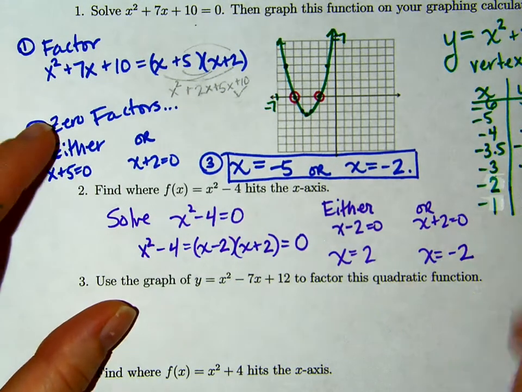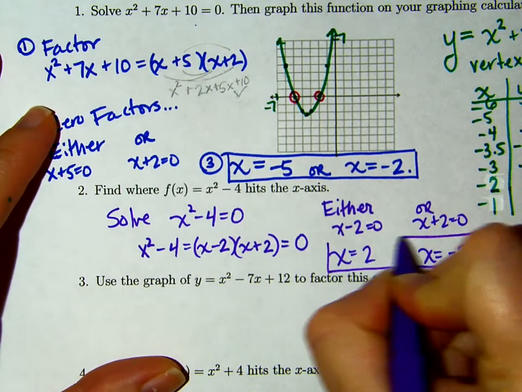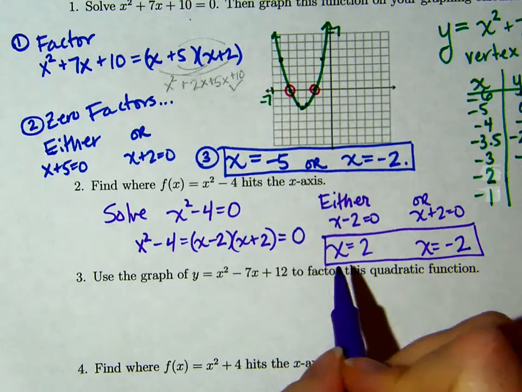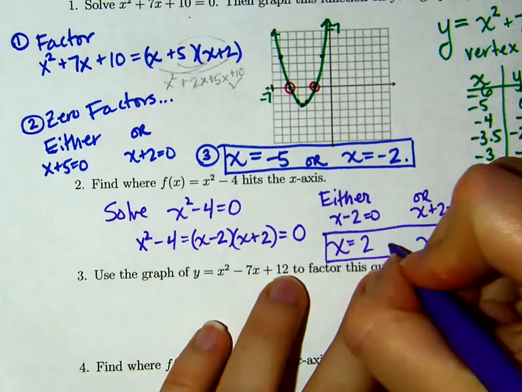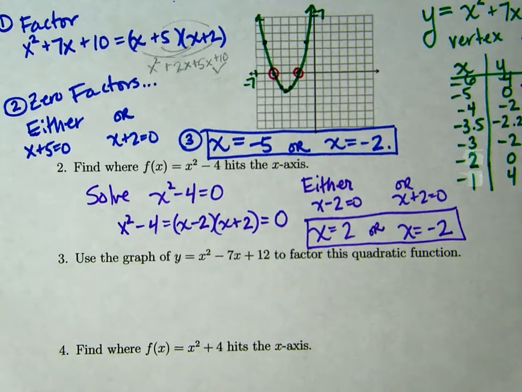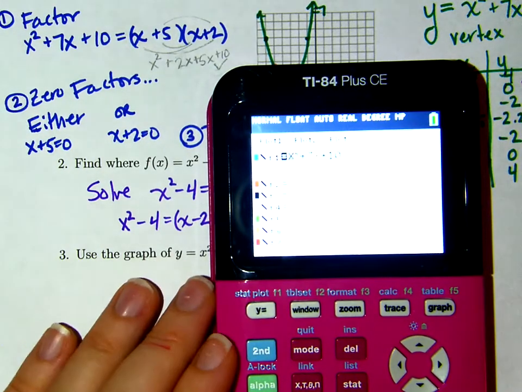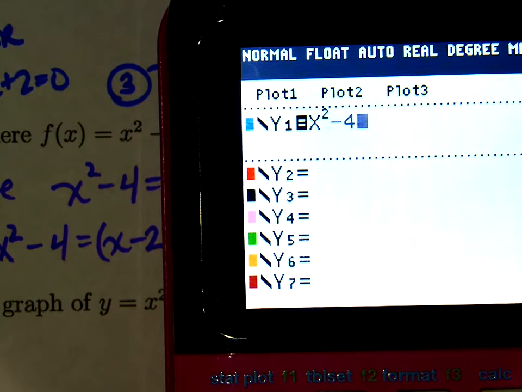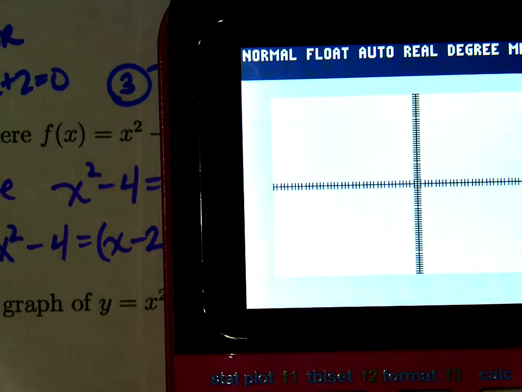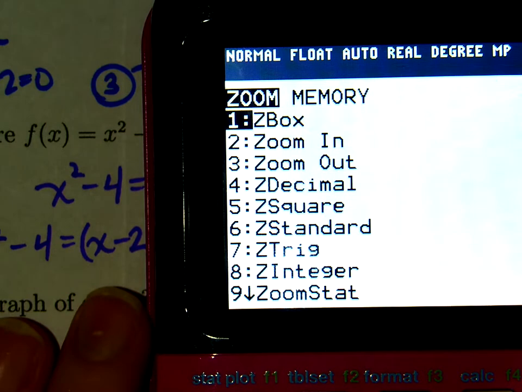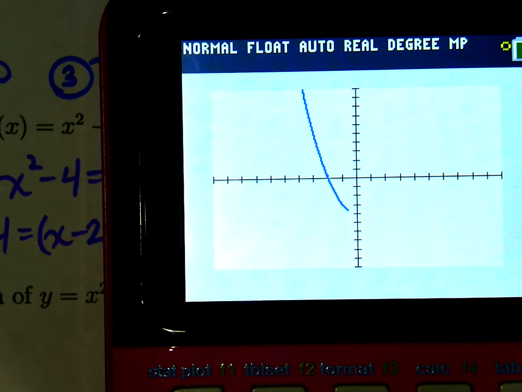Find where this hits the x-axis. The graph of this parabola hits the x-axis when x equals 2 or when x equals negative 2. All right, and just to verify that, we would go to y equals, clear this, we would say x squared minus 4, graph. Oh boy, I'm going to have to zoom out, or zoom in. Zoom standard. Yes, got it.